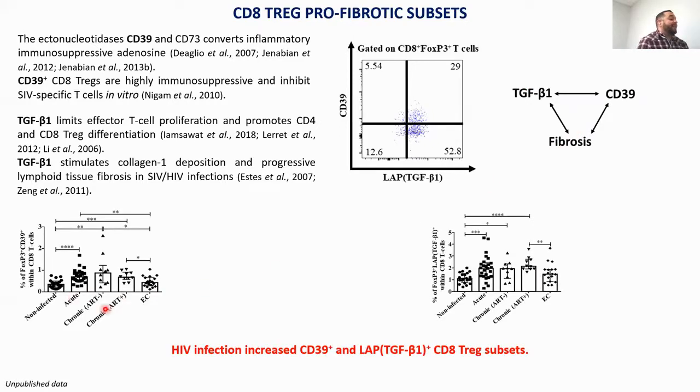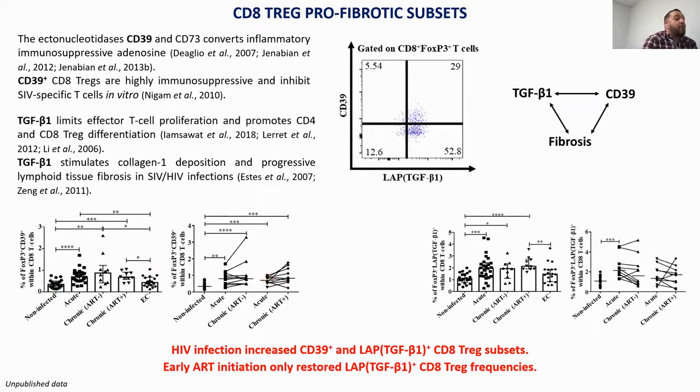Here, we observe an increase in CD39 positive CD8 Tregs and latent TGF-beta positive CD8 Tregs in untreated HIV infection, while no difference was observed for both populations when comparing elite controllers and non-infected controls. Earlier treatment initiation only restored the frequency of latent TGF-beta positive Tregs.